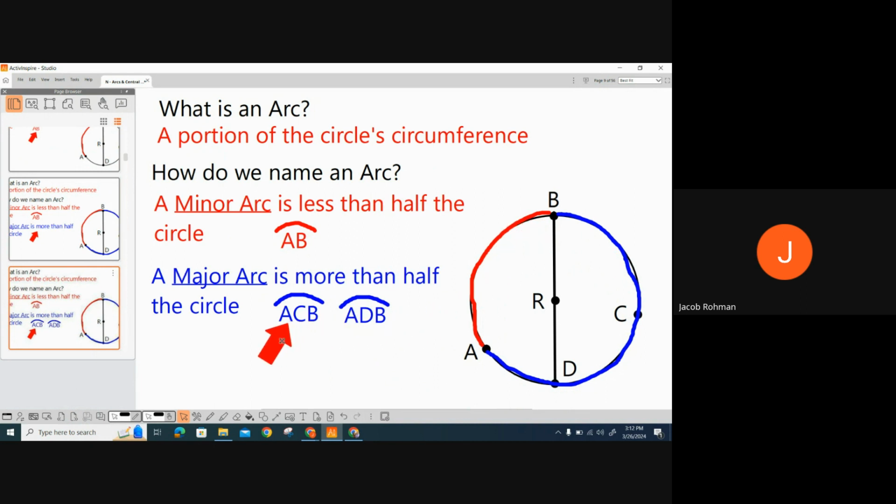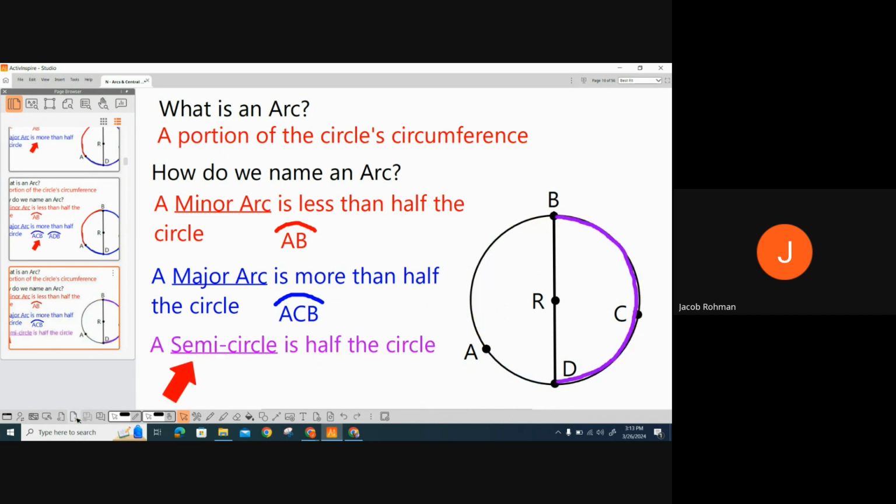So you can see here it's A and B, but then you also use a third point that the arc passes through. So here you could use letter D or letter C, and both of these would be correct for the blue major arc. And the third type of arc is called a semicircle, which is exactly half the circle. And in the same way, you name a semicircle with 3 letters. In this case, you could use BCD or DAB. DAB would also be a semicircle.